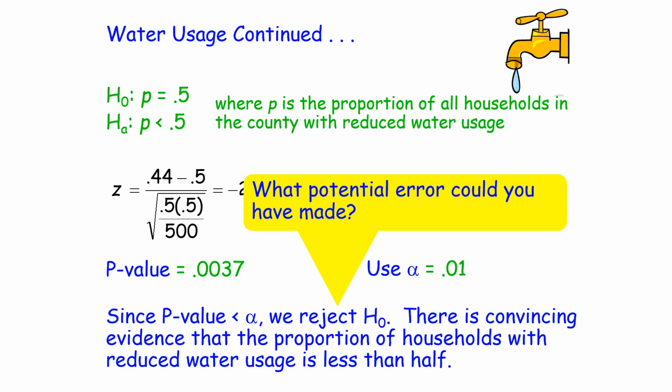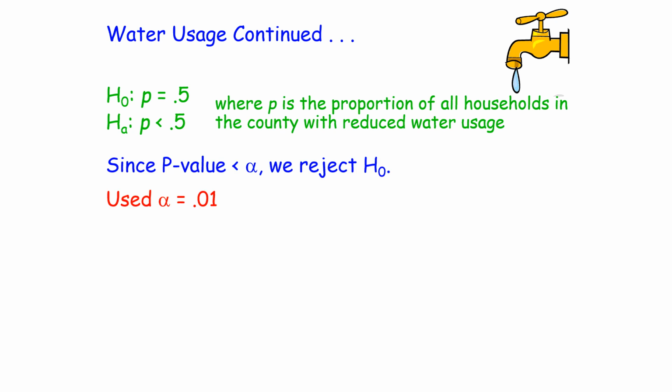So what potential error could you have made? That's right, a type 1 error. Since our p-value is less than alpha, we reject our null hypothesis.